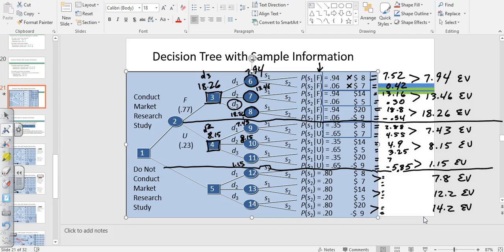Okay, so again, we have a decision to make. We put the numbers in here, 14.2, 12.2, 7.8. We have a decision to make. We're going to choose the largest, 14.2, and that is decision 3.